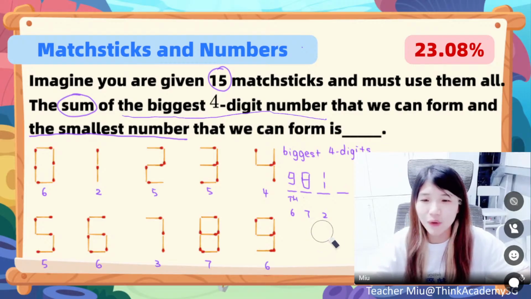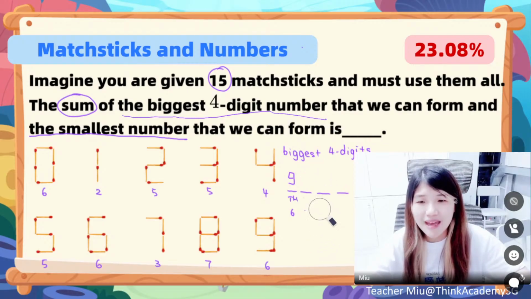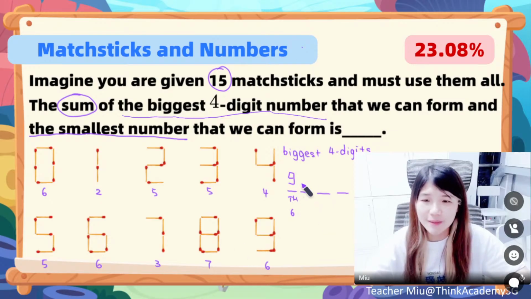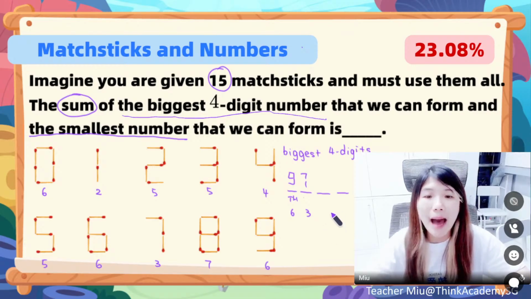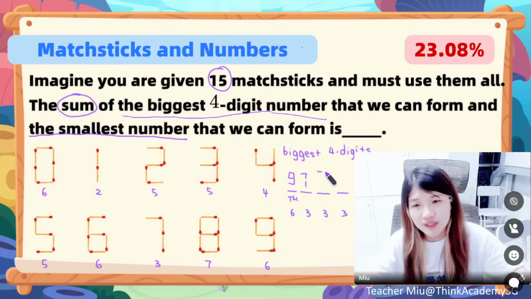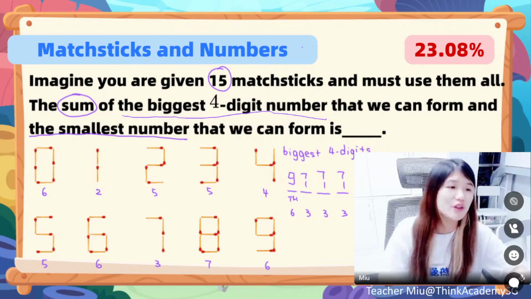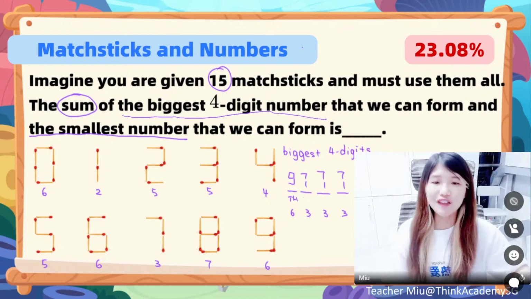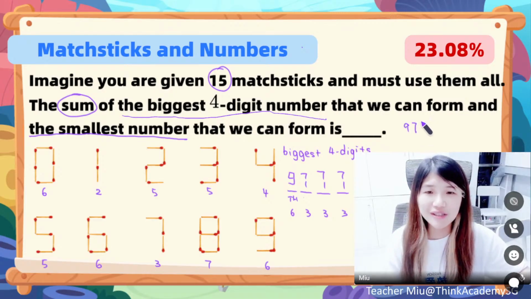Not possible. All right. Then the next bigger digit we can make must be 7, with 3 matchsticks used. When we have 3 matchsticks used, then we still have 6 matchsticks. Can we use them up with only 1 digit? No. What we can do for 2 digits, making them as big as possible, is 3 matchsticks for each digit, so 7 and 7. Then that is when you get the biggest 4-digit number, which is 9,777.